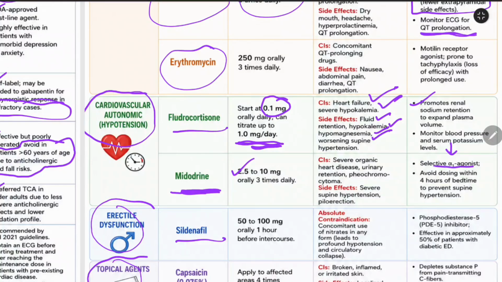So avoid dosing within 4 hours of bedtime to prevent supine hypertension. Midodrine causes supine hypertension, and fludrocortisone also causes supine hypertension. Similarly, venlafaxine also causes hypertension, and cardiac side effects, QT prolongation.